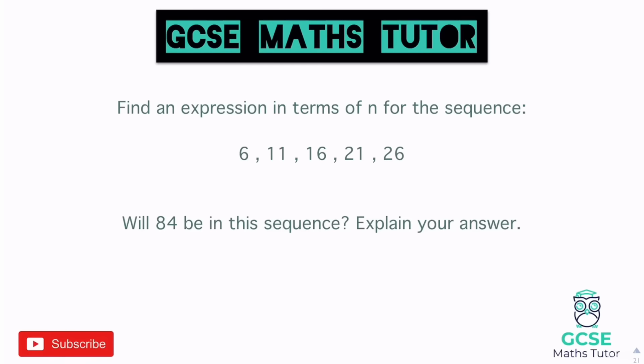Here's another one, find an expression in terms of n for this sequence. And then will 84 be in this sequence? Explain your answer. Let's have a look. It's going up in fives. So our expression for the 5 times table is 5n.